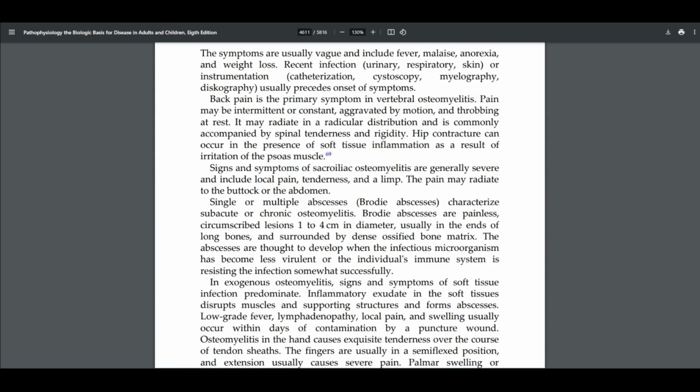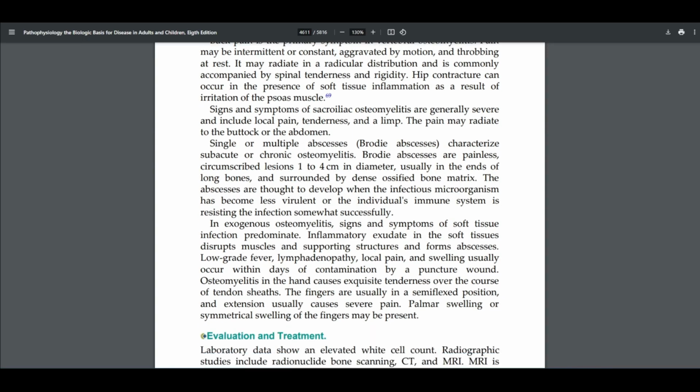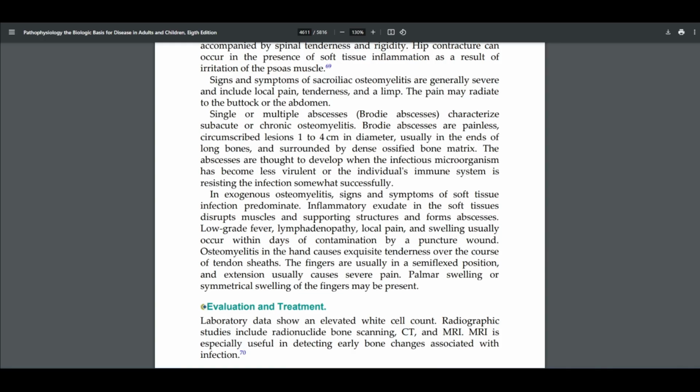Hip contracture can occur in the presence of soft tissue inflammation as a result of irritation of the psoas muscle. Signs and symptoms of sacroiliac osteomyelitis are generally severe and include local pain, tenderness, and a limp. The pain may radiate to the buttocks or the abdomen. Single or multiple abscesses characterize subacute or chronic osteomyelitis.